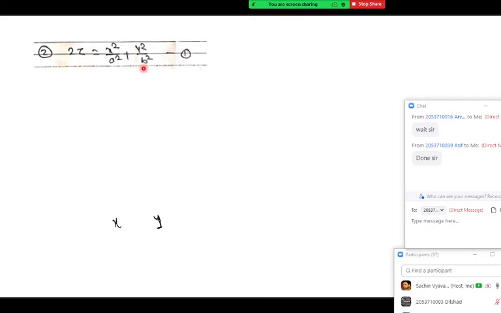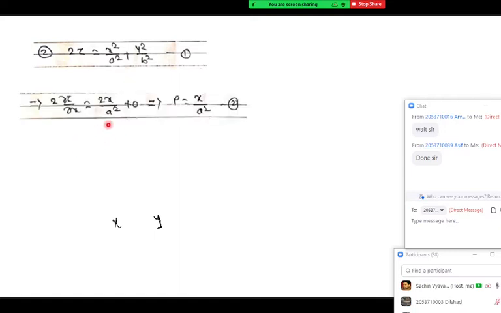So step 1, differentiate this equation partially with x. What should be the answer? Differentiating partially with x, what will be the equation we get? 2 dz by dx equal to 2x upon a square. Very good, correct. So indirectly we get p is equal to x upon a square. Similarly, what will be the value of q? So y upon b square.